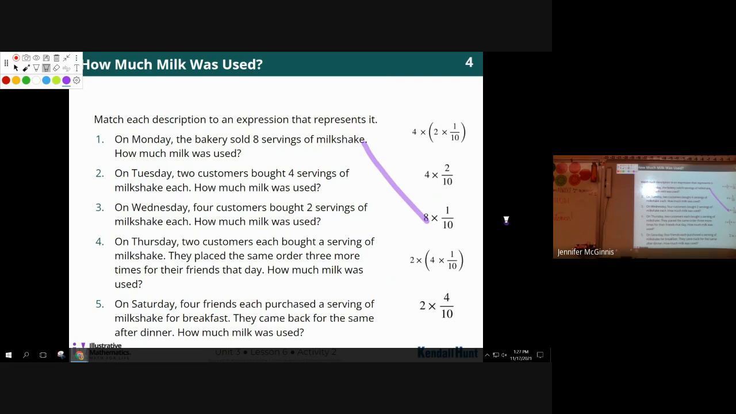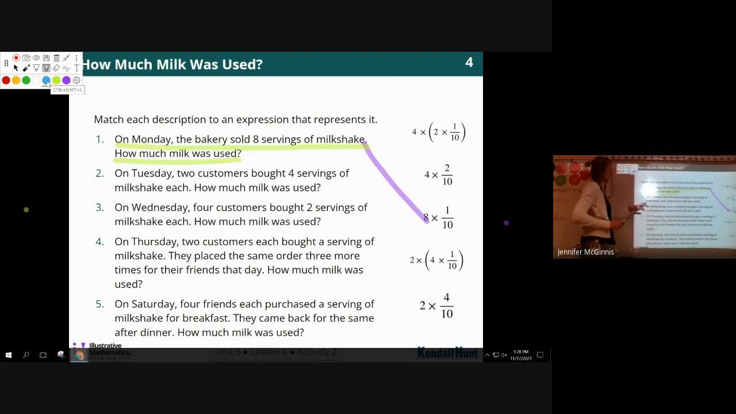It only has 8. So what we're trying to do is take this story and make the best match of the equation. So on Monday, the bakery sold 8 servings of a milkshake. How much milk is in each milkshake? Everybody? 1/10. That's what we have to remember. So the bakery has 8 servings, and 1/10 of milk is used each time. This says 8 servings each, 1/10 in each serving. This one makes the most sense for this story.